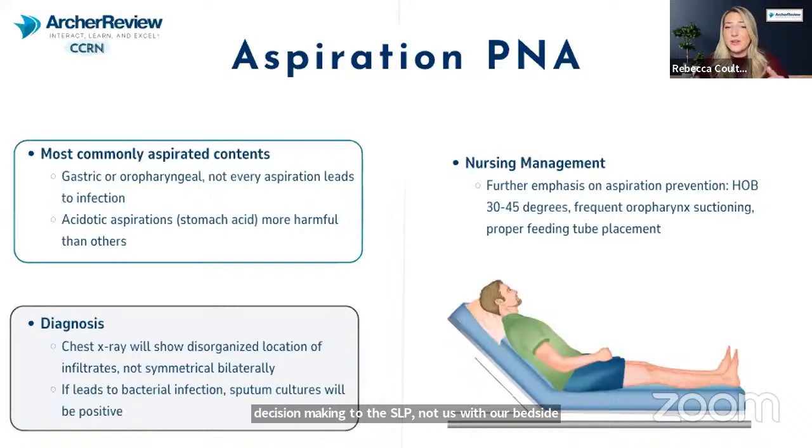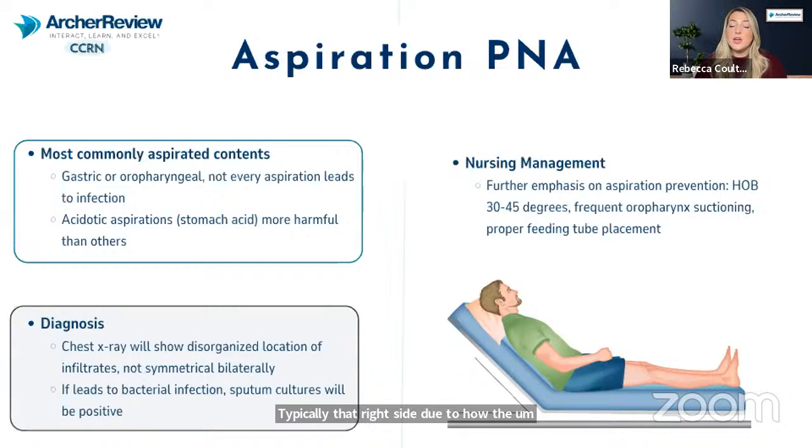Acidotic aspirations, ones that come from the stomach, are more harmful than others as that acid can tear into the lung tissue a little bit differently. Chest x-ray is the classic diagnostic tool for this, as it will show asymmetrical infiltrates, meaning that it is occurring in one location of the lungs, typically that right side, due to how the main stem bronchi come off the trachea.